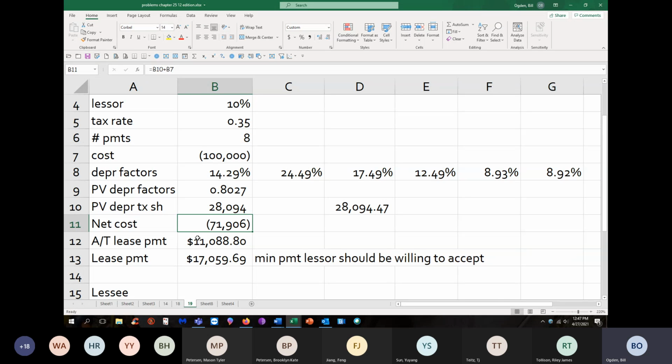And so convert that to an after-tax lease payment. Comes out 11,088 for 8 payments. And then we convert that to a before-tax payment. And so 17,059 or 060 would be the minimum lease payment that this lessor should be willing to accept.